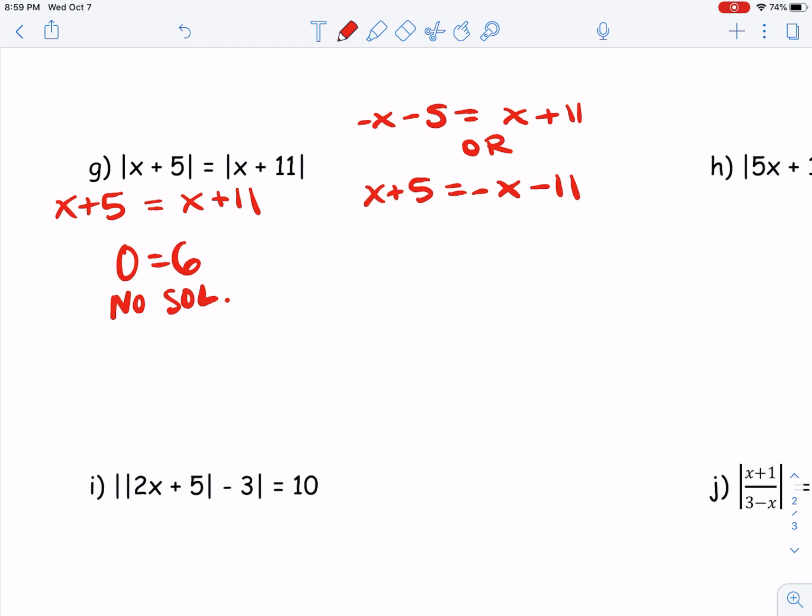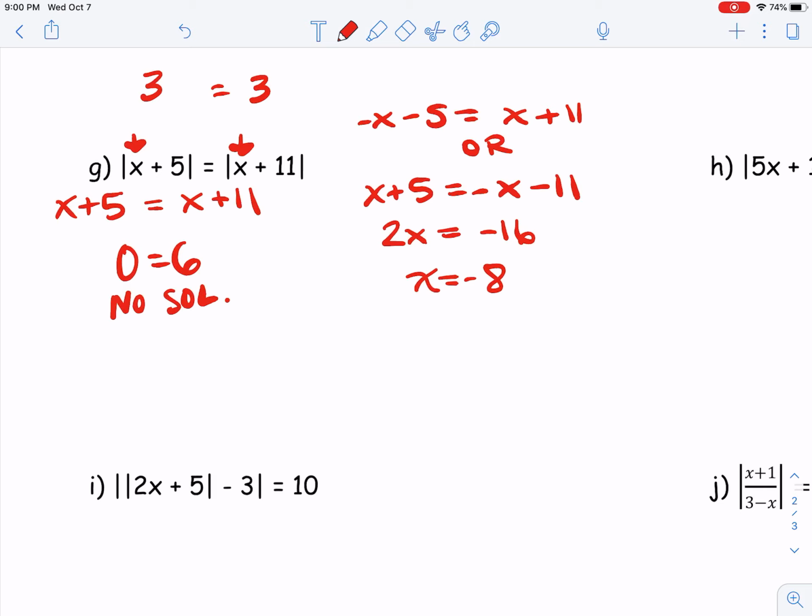On the other side, I end up getting something like 2x equaling -16. So that means x is going to be -8. I need to plug in that value to see if it actually works. If I plug in -8 for both values of x, I get -8 plus 5, which is -3. Absolute value of -3 is 3. And then -8 plus 11 is 3. Absolute value of 3 is 3.